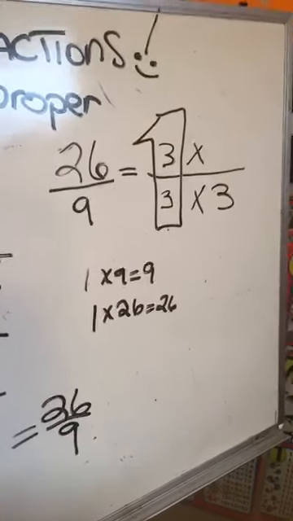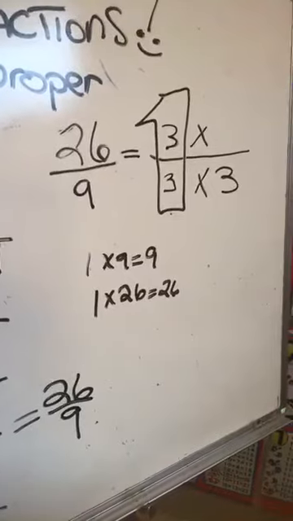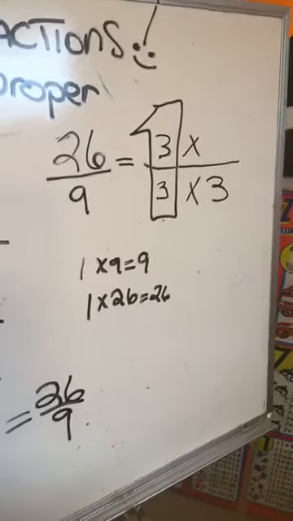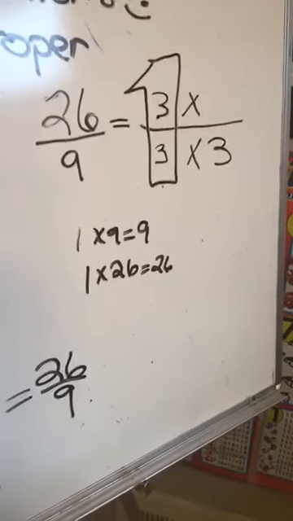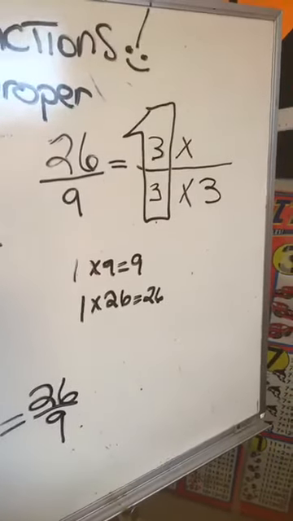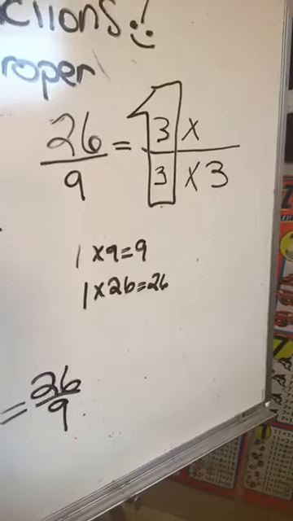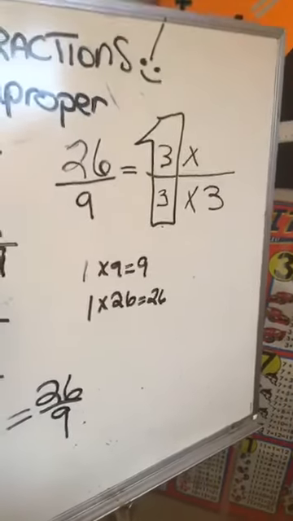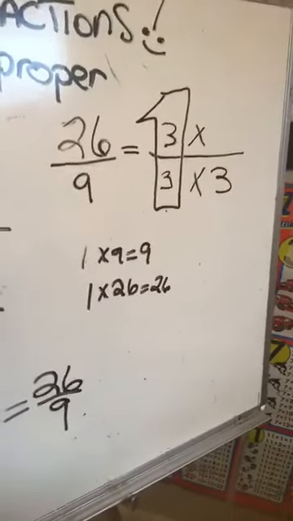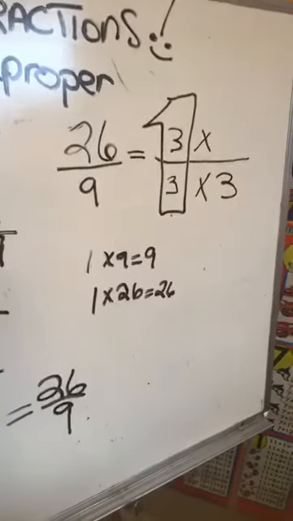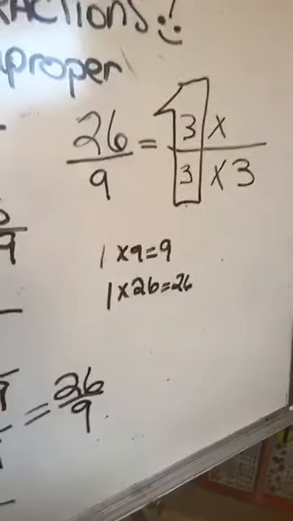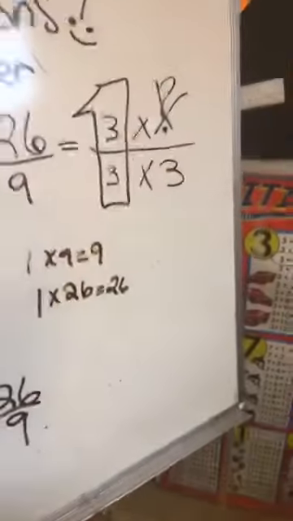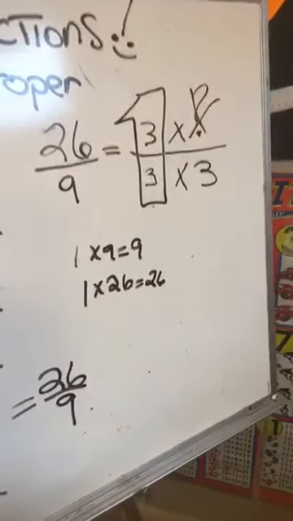Let's try. 3 times 6 is 18. 3 times 7 is 21. Okay, are we getting close? 3 times 8 is what? 24. 3 times 9 is 27. So we have 26 that's between 24 and 27. So that lets us know that we can't do that. There is no number that we can multiply to get 26.